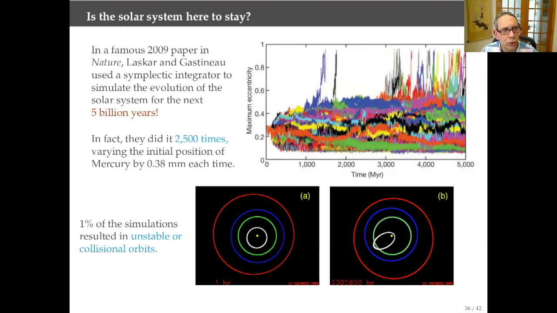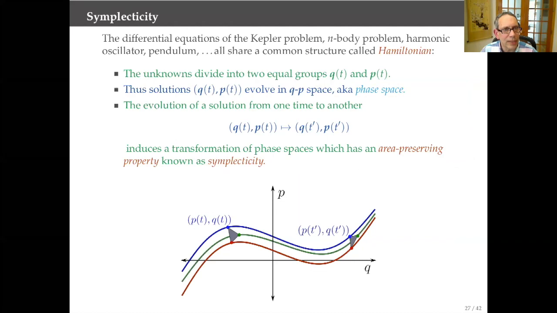And these ones that shoot up, which is about 1% of the solutions, are the ones that lead to collisions. So they found there's a 99% chance that our solar system will survive 5 billion years. But the question I want to ask is how could they compute for 5 billion years when a decent method like Runge-Kutta 4 has trouble going for a few hundred orbits of a single planet?